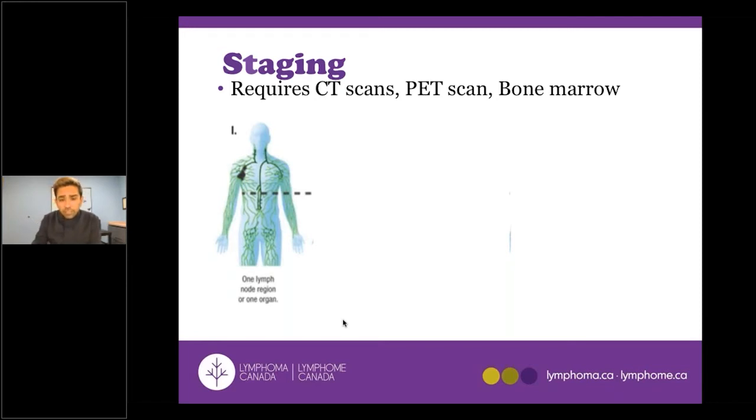The first stage is where we find lymph node in just one part of the body on one side of the diaphragm. Stage 2 is where we see 2 or more groups of lymph nodes, but it is on one side of the diaphragm, which is a muscle that separates our abdomen and chest. Stage 3 is where we have lymph nodes on either side of the diaphragm. And stage 4 is when we have organ involvement.